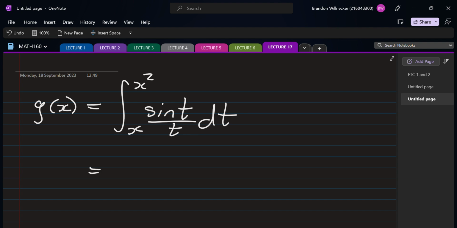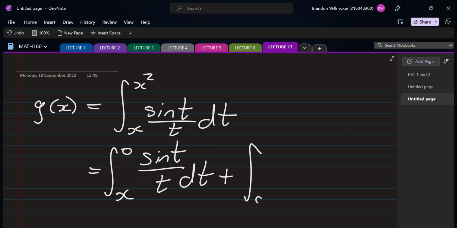We can use our definite integral properties. The first thing we're going to do is split this up into two parts so that we can get that constant in the lower bound. So let's write this as the integral from x to 0, sine of t over t dt, plus the integral from 0 to x squared, sine of t over t dt.